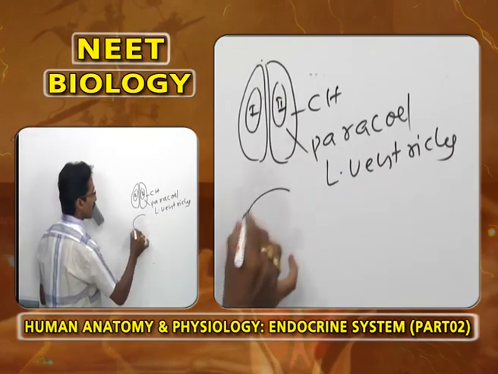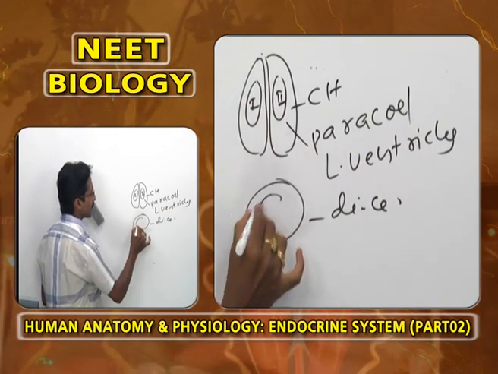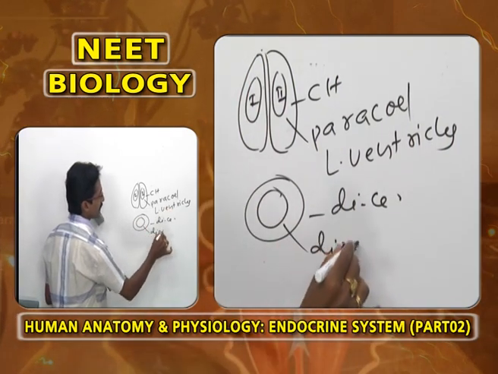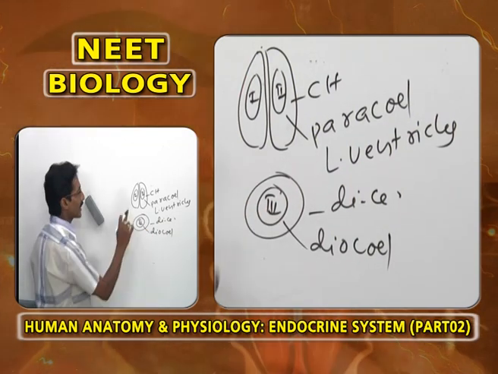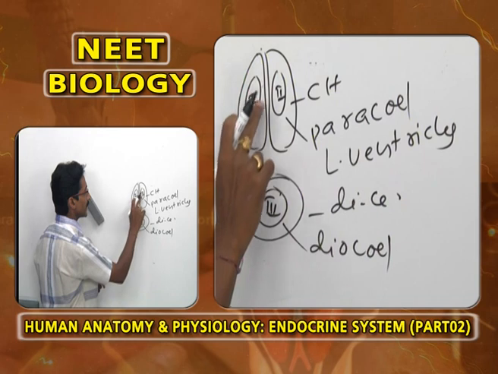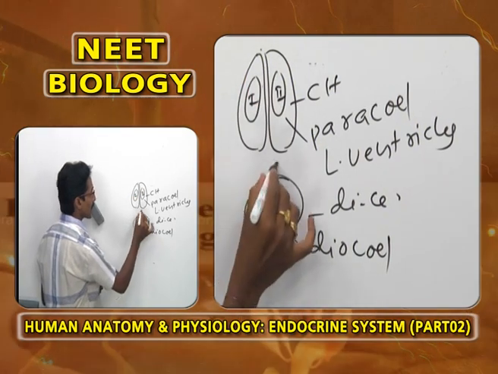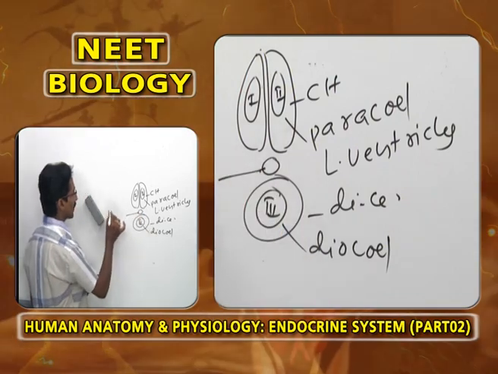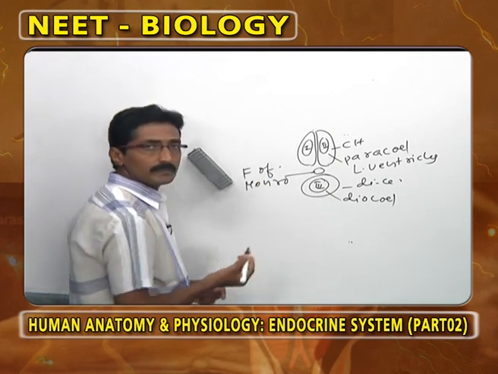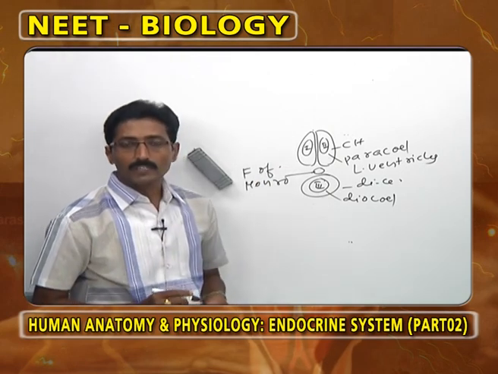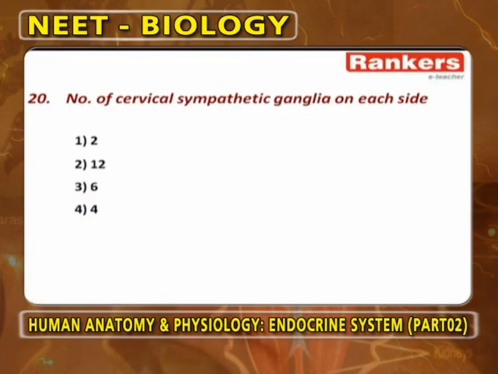Now, this part we call the diencephalon. In the diencephalon, a cavity is present called diocoel. It is numbered as the third ventricle. Now, the question is, the paracoels open into the third ventricle through an aperture called the foramen of Monro. So the answer is foramen of Monro. Now, we go for the next question.